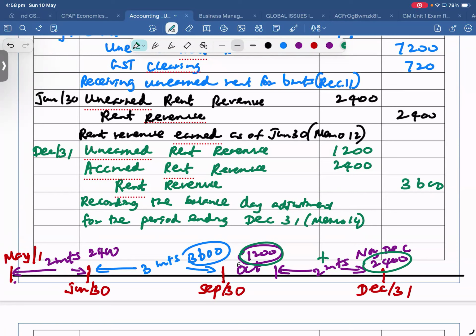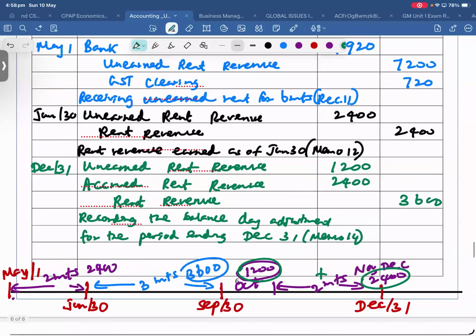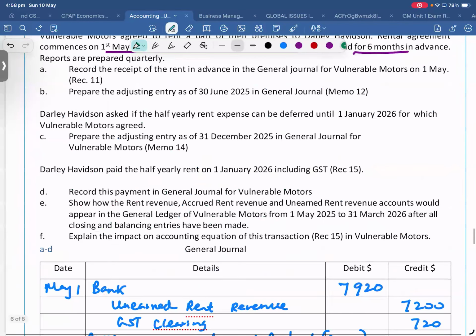So that 2,400 hasn't been paid. Then it becomes accrued rent revenue. Accrued means we have earned the revenue, but we haven't received the money. That is what we did last week. You listen to the recording? Okay. So basically all of them go into the rent revenue. Any questions?